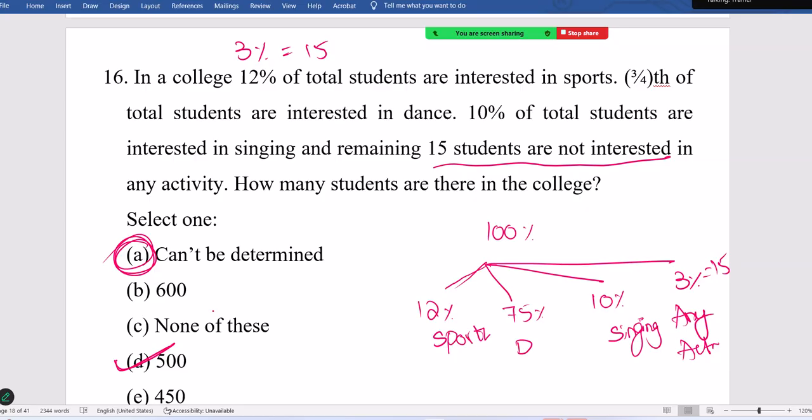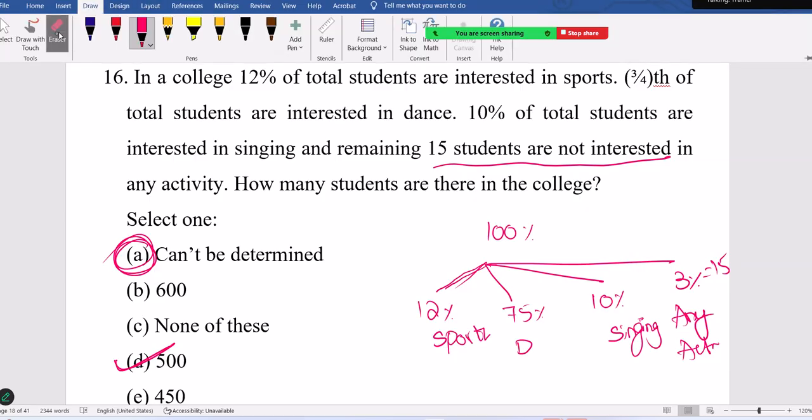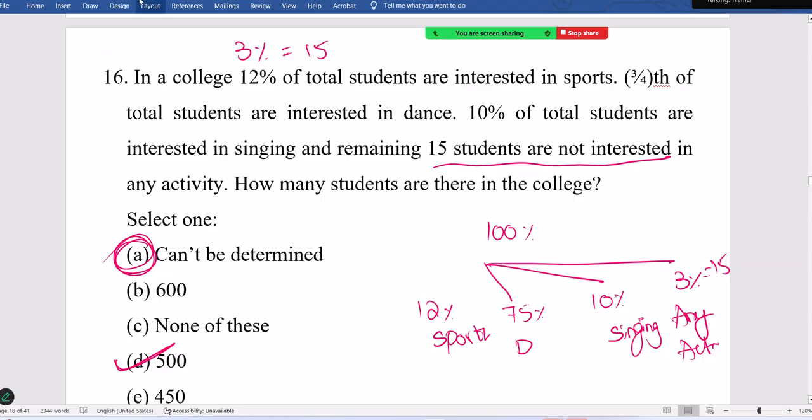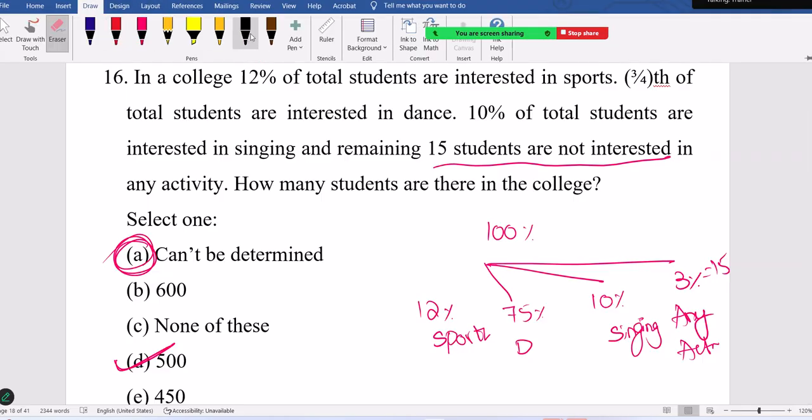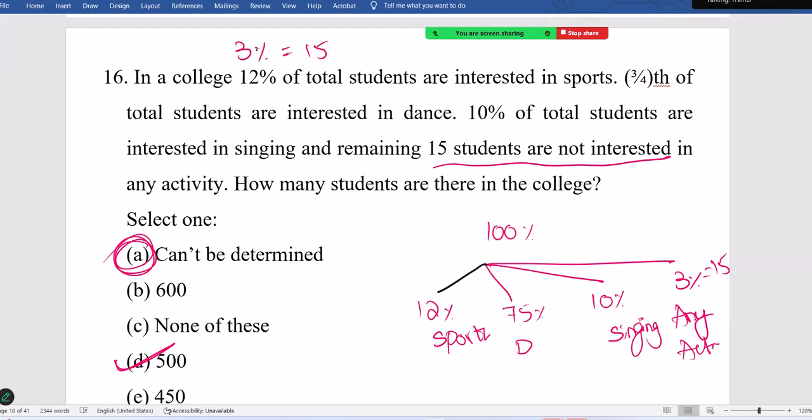Remaining 3% is this. But there is a chance this is 12%. All sports people can also participate in dance. All singing people can also participate in dance. Right? So there are students who are multi-talented. All three activities, dancing, singing, sports, can be done. Yeah, one side of the coin the answer is 500, but on the other side, as cannot be determined is mentioned, I can go with cannot be determined instead of 500.